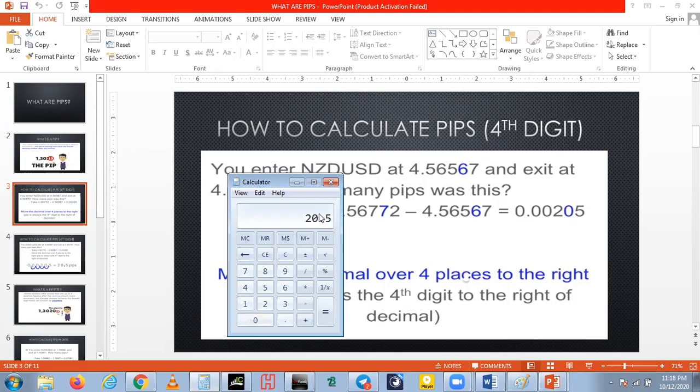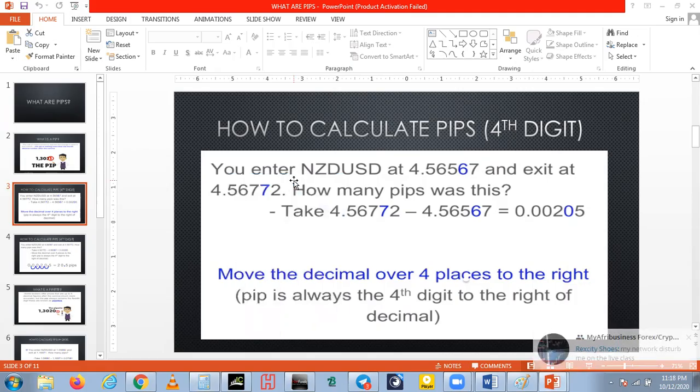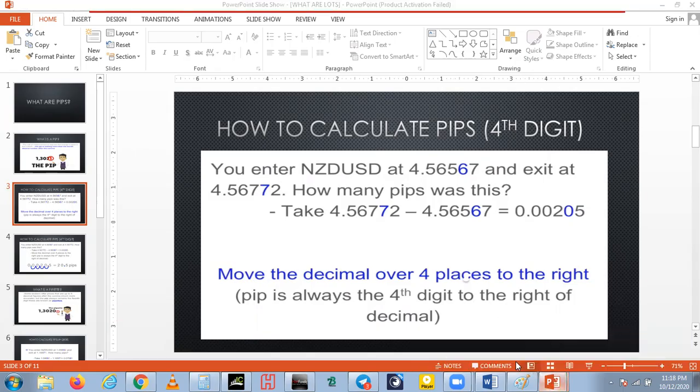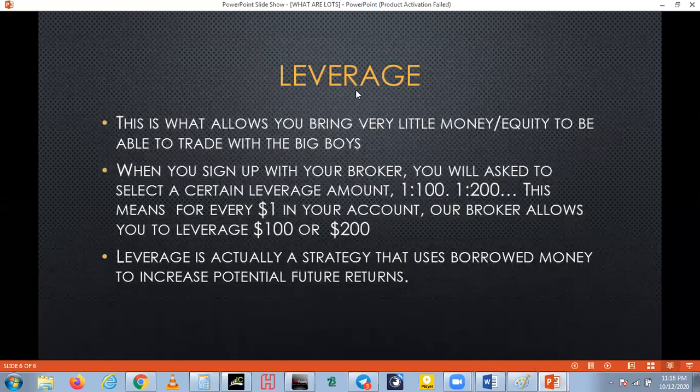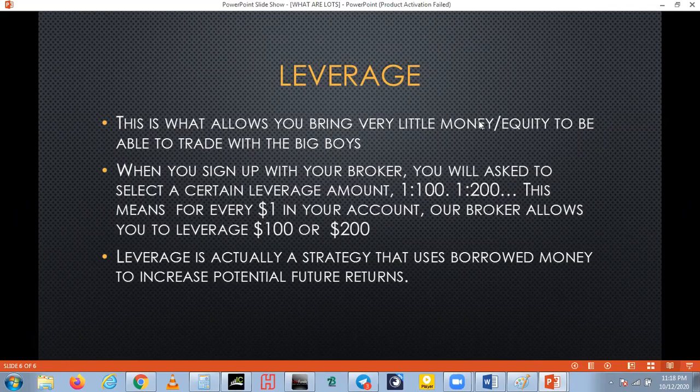Now, what your broker has done is that they're making life easy for every trader, and that's where leverage comes in. You don't have to bring big money like the big boys to trade anymore. You can come with your $5, your $10, and you're good to go.